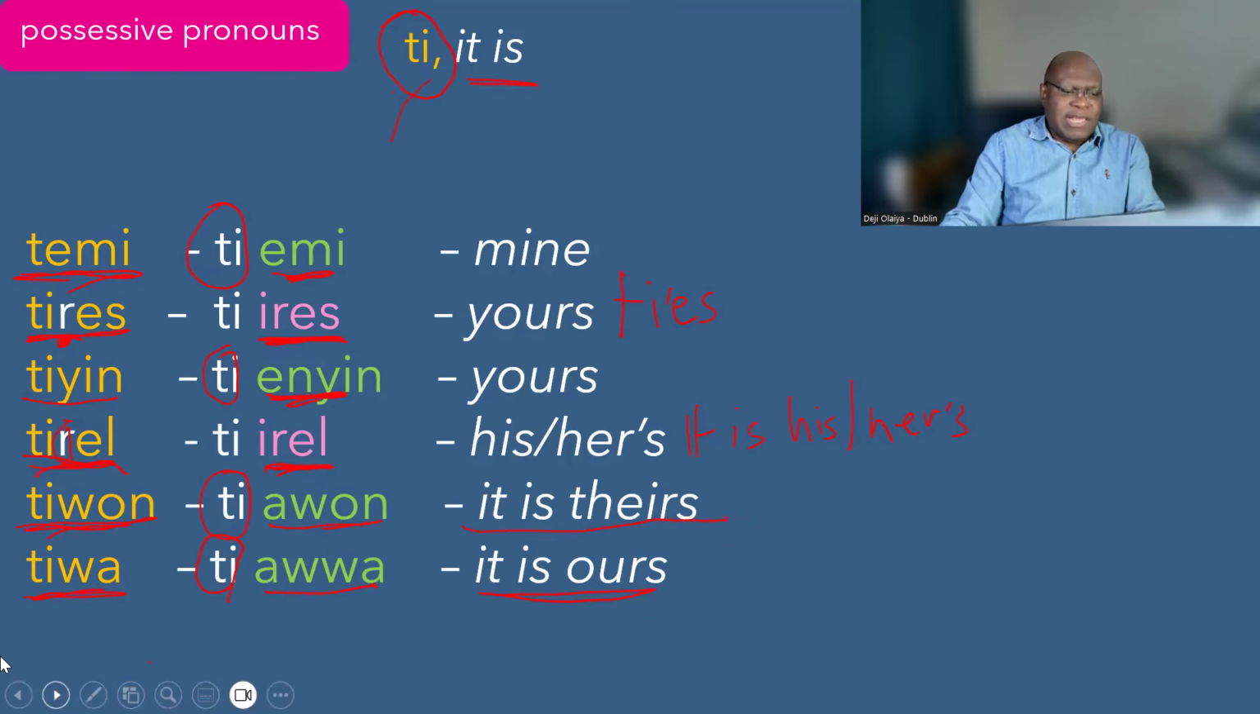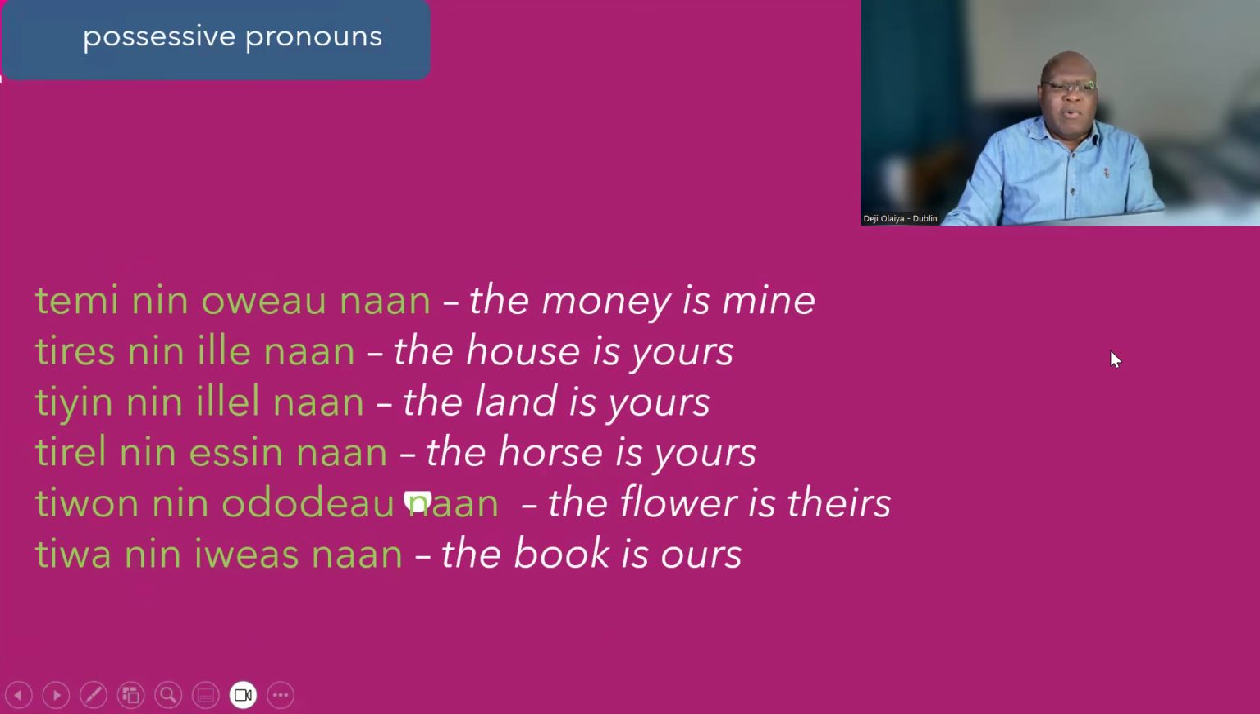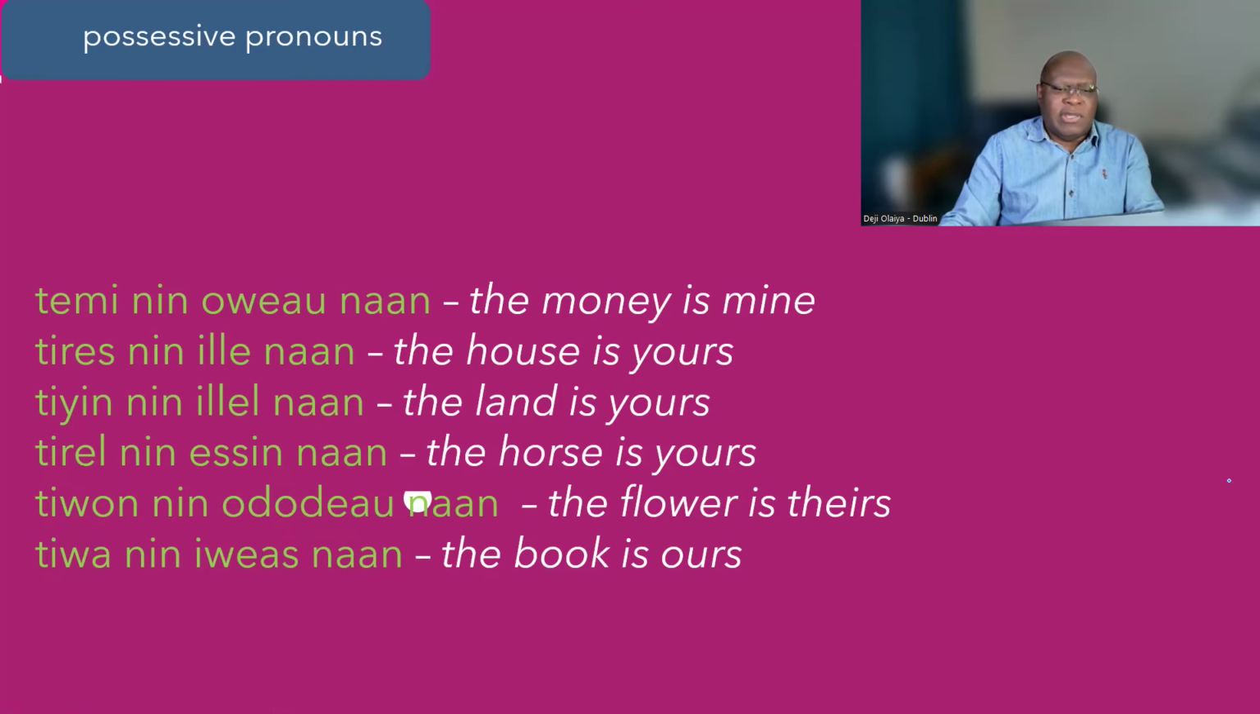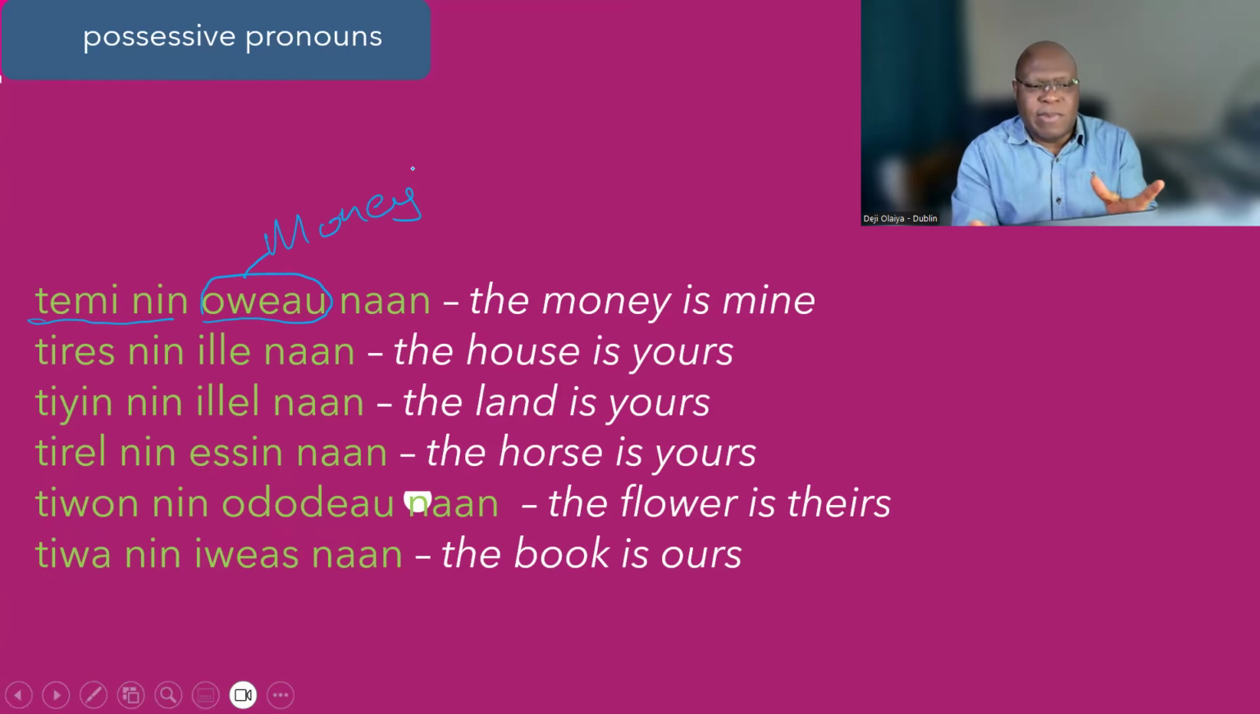Now let's go on to the next slide. Let me show you. Now we want to make some statements with the personal pronouns. So let's make some real good statements here now with our personal pronouns. So now you can see tèmi ni owo. Owo means money. Okay, the money is mine.